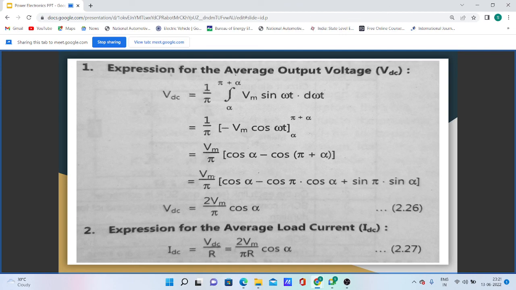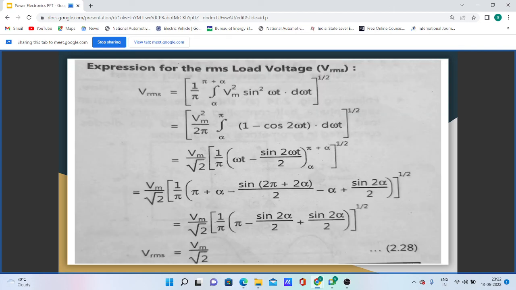Now we will see the mathematical expressions. First is the expression for average output voltage VDC. VDC equals 2 Vm upon pi into cos alpha. Next is the expression for average load current, that is IDC. Next slide. IDC equals 2 Vm by pi R into cos alpha. Next slide. Expression for the RMS load voltage, that is Vrms, equals Vm by root 2. Next slide.